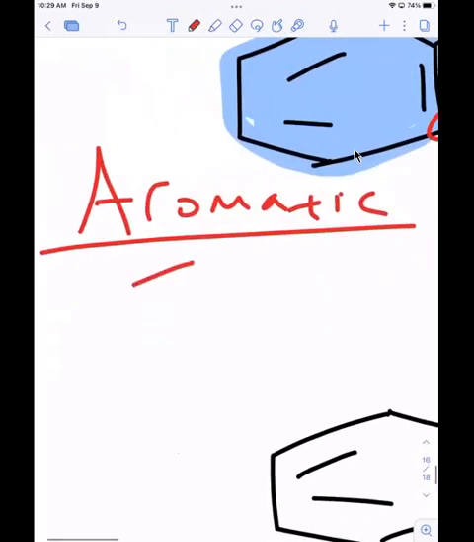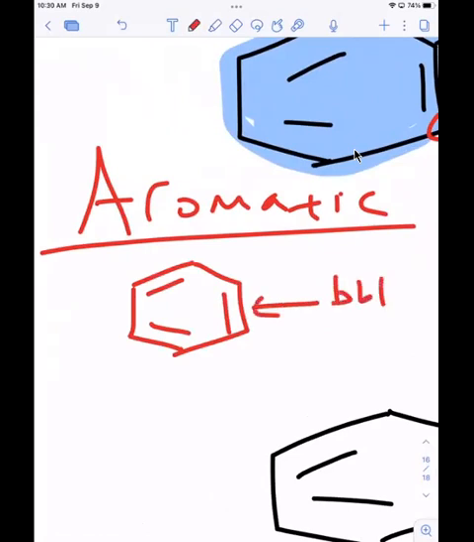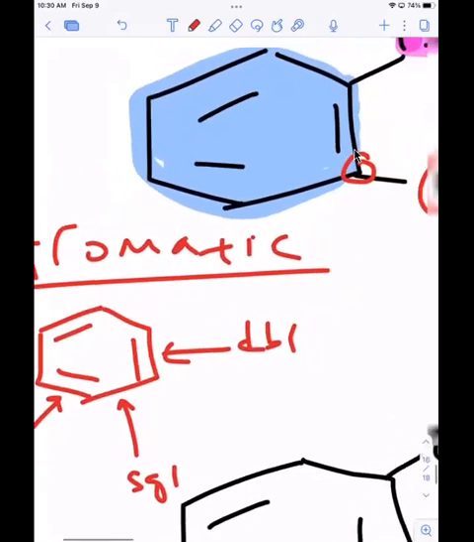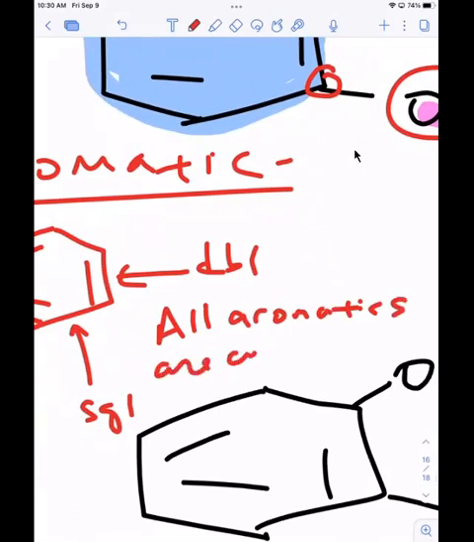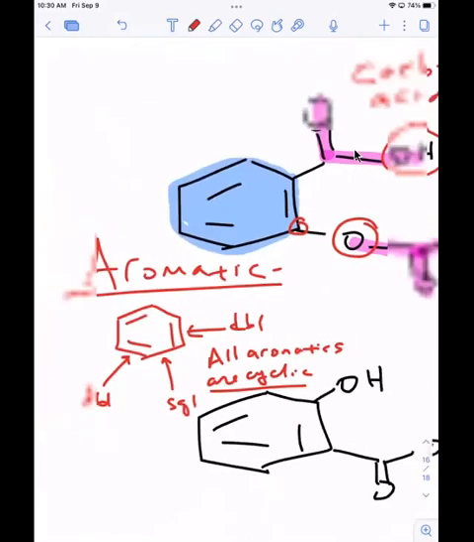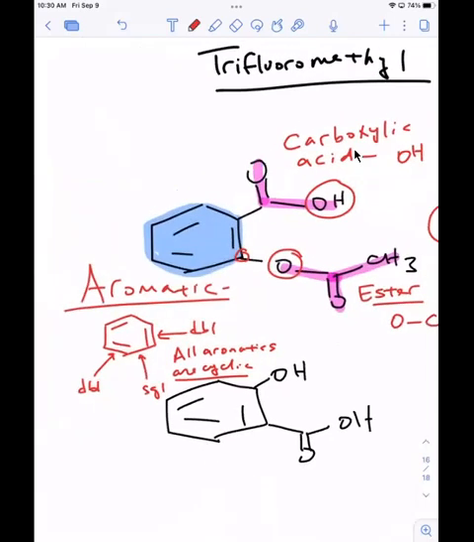If you'll notice, it has alternating double and single bonds, right? You can see that you have a double bond here. You have a single bond here. You have another double bond here. So all the way around that ring, right? And it's cyclic. All aromatics are cyclic. A compound can't be considered aromatic if it's not cyclic.